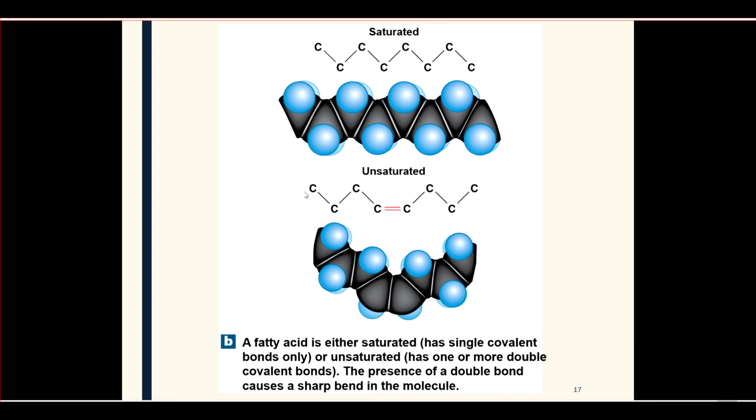So with unsaturated fatty acids, where the hydrogen is missing, which would be here, we're typically going to see two lines, which is the sharing of two pairs of electrons. And that's how you can tell you're looking at an unsaturated fatty acid. It is going to have a double bond.